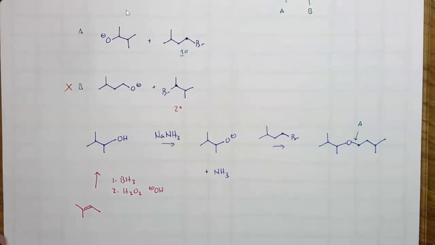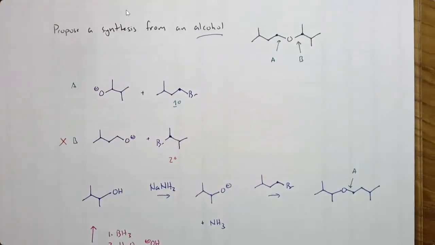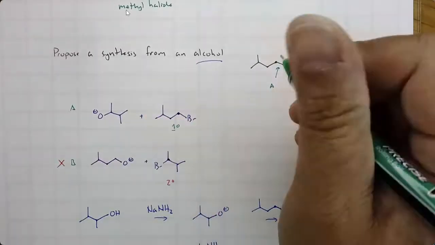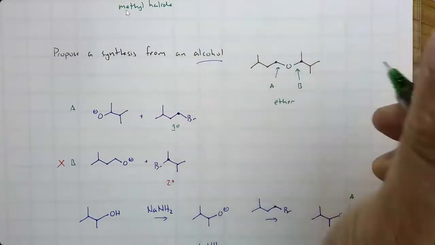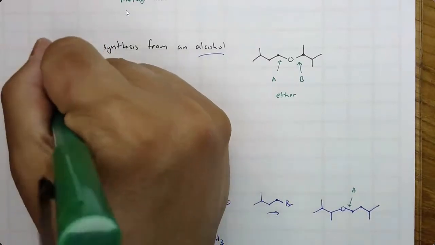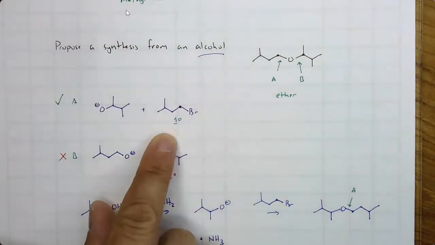Again, the question was to make this ether from this alcohol, and we rejected making bond B, but we are good with making bond A because you attack a primary alkyl halide.